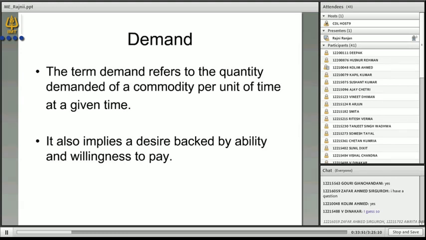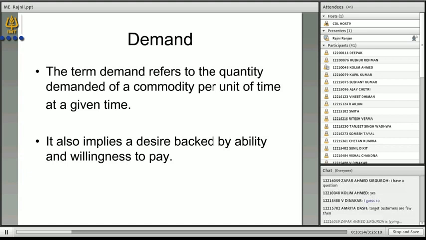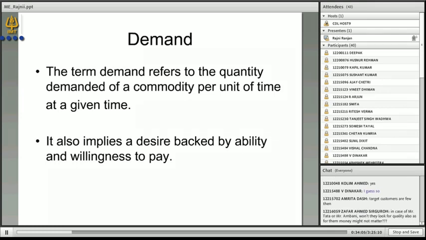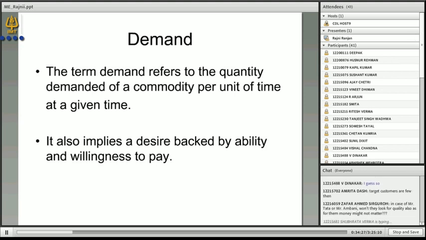So the first sentence that is written on the slide, it says the term demand refers to the quantity demanded of a commodity per unit of time at a given price. It is not time, it is given price. So the number of quantity the organization is able to sell in a particular time period at a particular price, that is what is demand for any organization. In simple terms we will say it is the sales done in a particular time at a particular price. That is what is demand for an organization.